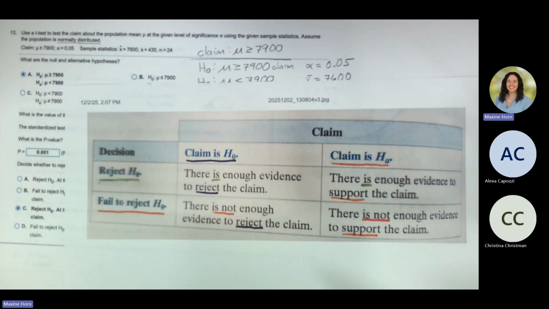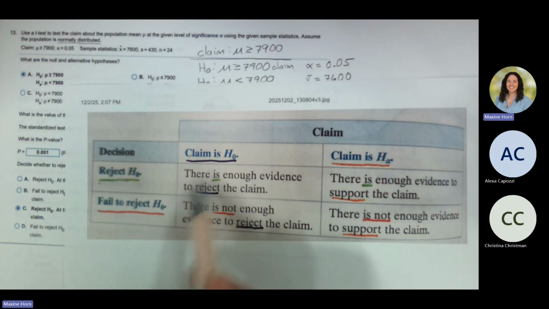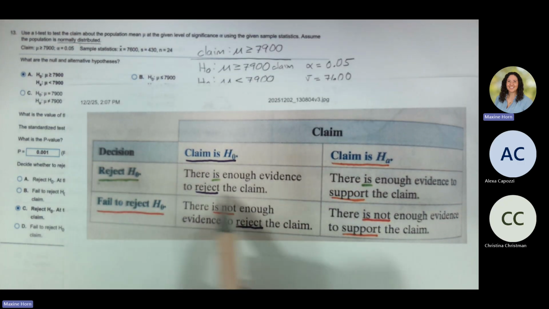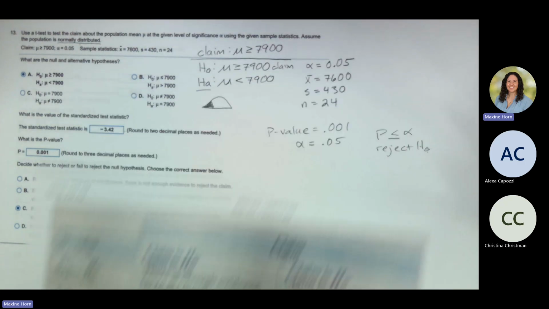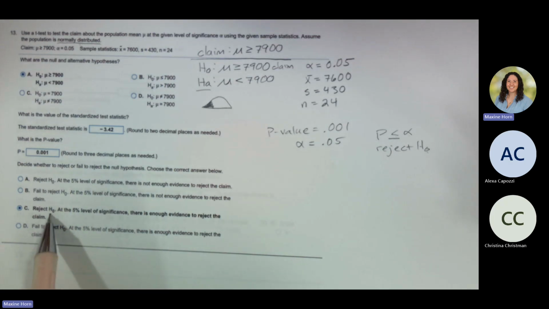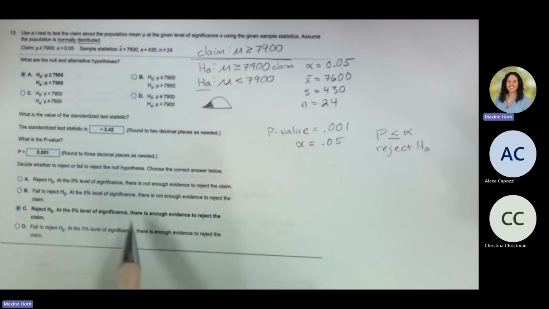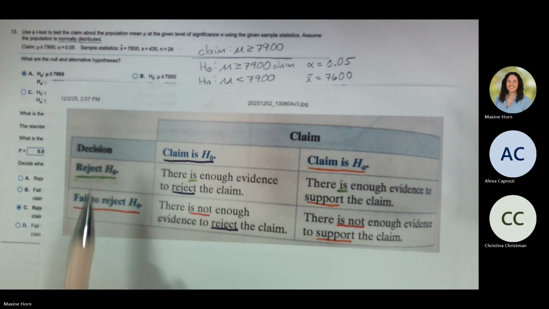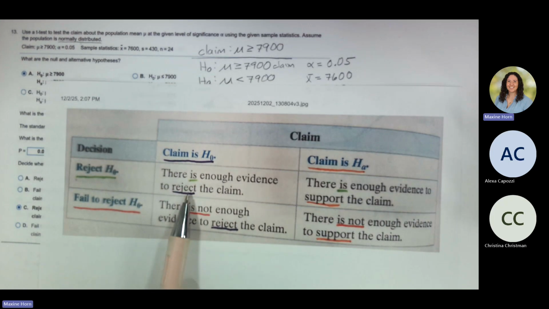Where do these things overlap? They overlap right here. There is enough evidence to reject the claim. So I reject the null, and at this level of significance, there is enough evidence to reject the claim. Right? Rejected the null, claim is the null. There is enough evidence to reject the claim. Okay.